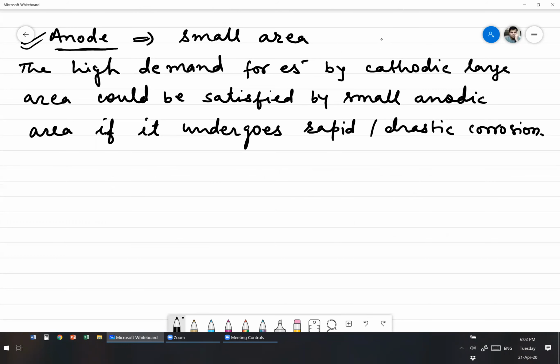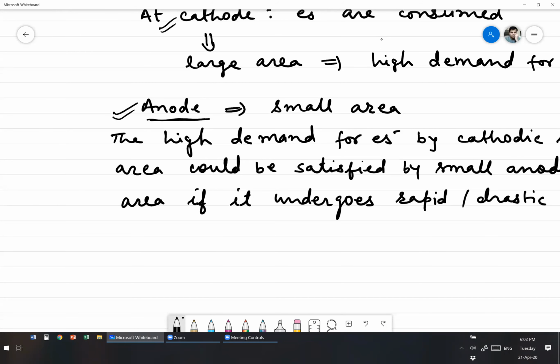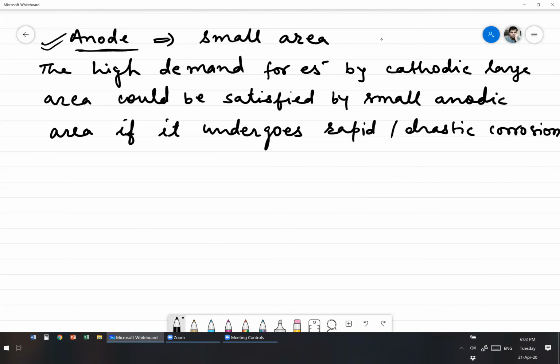All right. And also, by choosing such metals which are very close to each other in the electrochemical series. If we have to put two metals in contact, then we have to choose metals which are very close to each other in the electrochemical series. So there will be less difference in their standard reduction potential and the rate of corrosion will be less in this case.